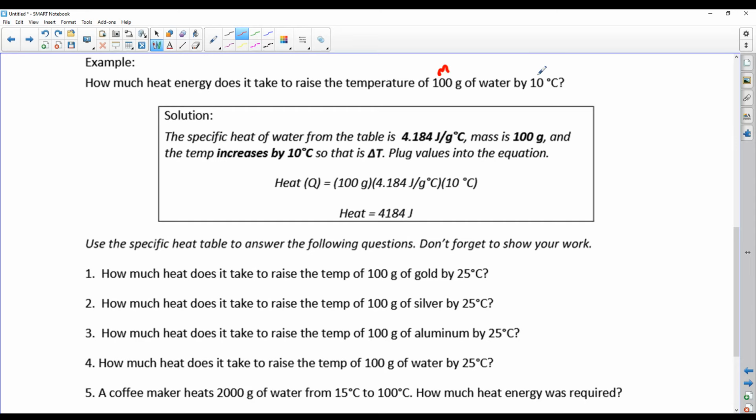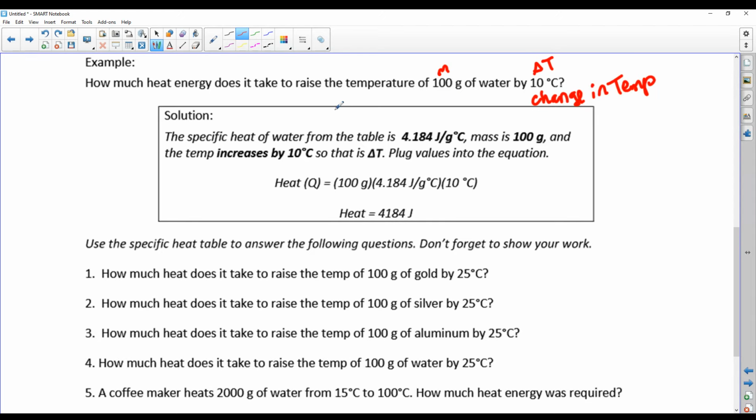Now, "by 10 degrees" tells me that, let's say we started at 25, we'll heat it up to 35 to go up by 10 degrees. If we started out at 35, we'll go up to 45 to go up by 10 degrees. So this already is my delta T. I don't have to do the final minus the initial because it already told me what the change is. This is the change already in the temperature.